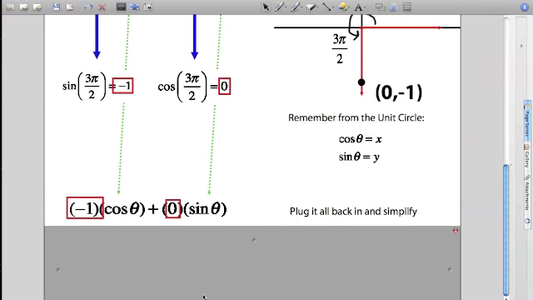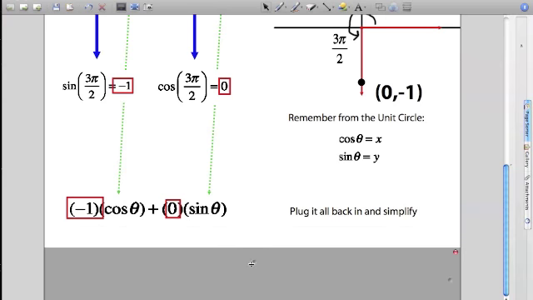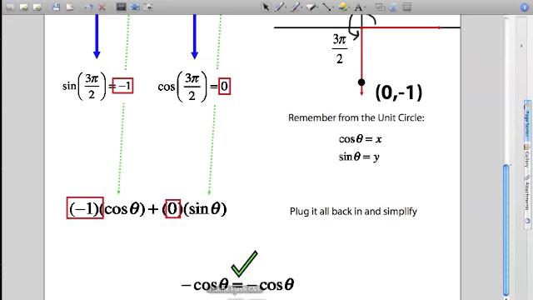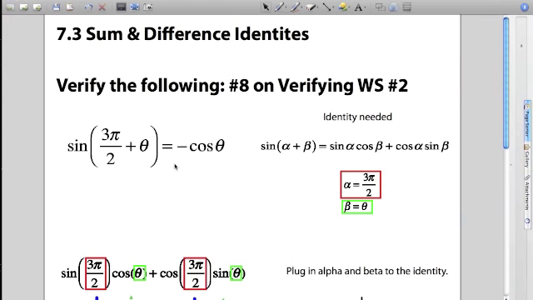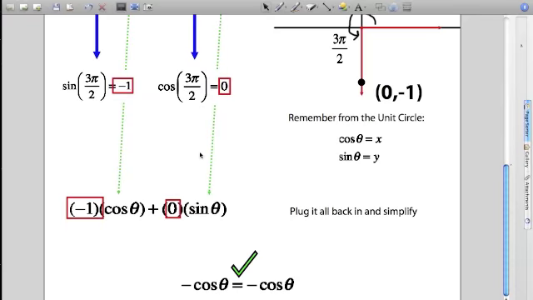Now, if I simplify this little equation using the negative 1 and the 0, you get exactly what we wanted. Negative 1 times cosine is negative cosine. 0 times sine is 0. So therefore, you simply have negative cosine of theta. And that's exactly, if we look at the top, what was on the right side of the equation. So we go down to the bottom, and that's exactly what we have.